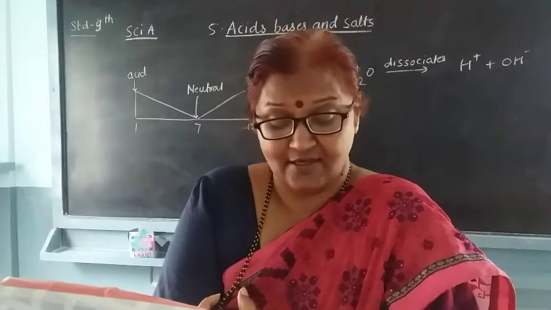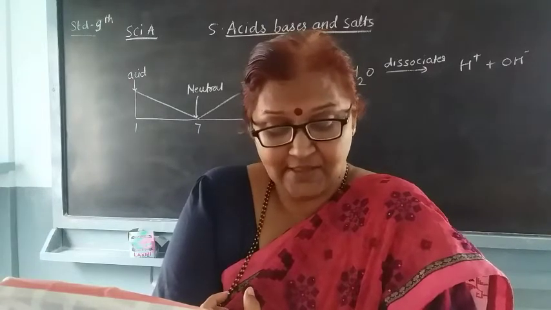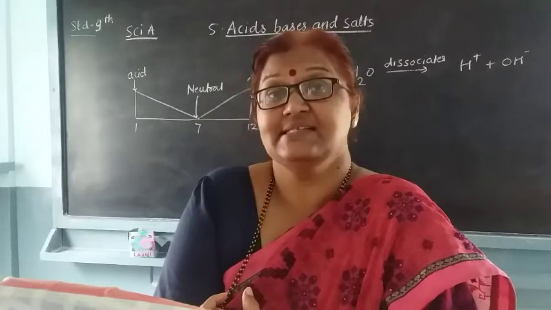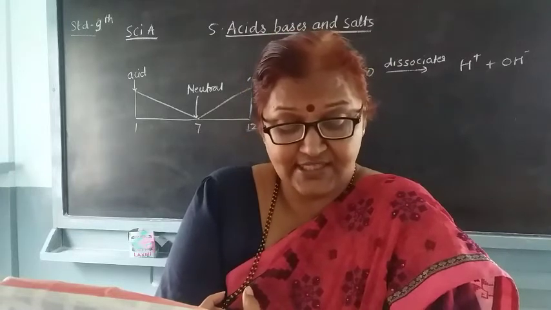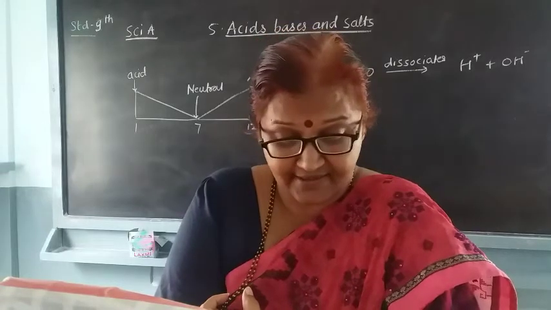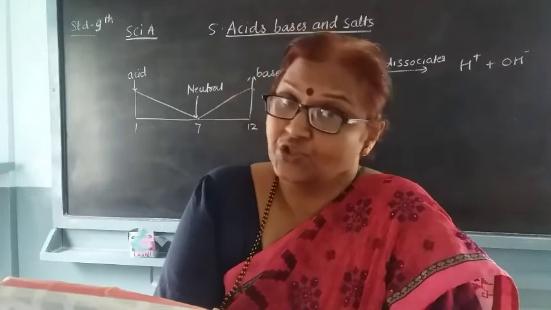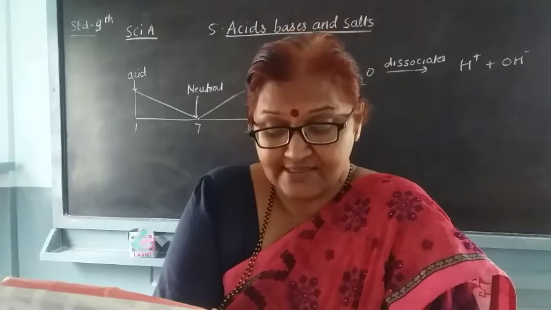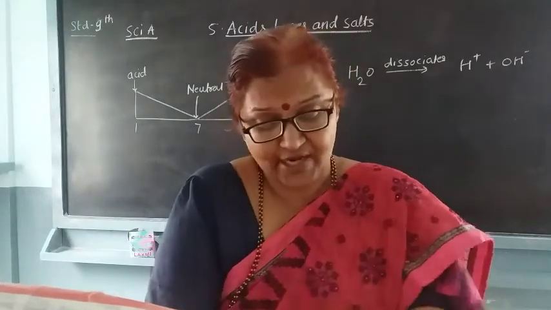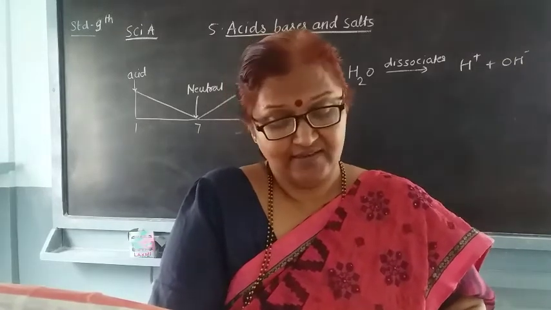According to this scale, pure water has a pH of 7, meaning pure water has an H plus ion concentration equal to 1 into 10 raised to minus 7 mole per liter. pH 7 indicates that water is nothing but a neutral solution. Then see the pH at the midpoint of the scale.